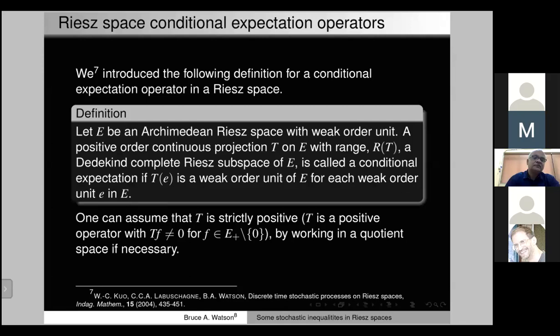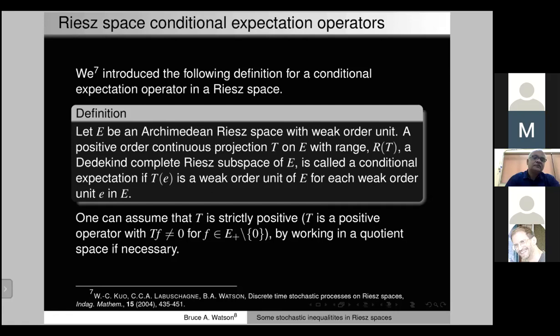And we take an Archimedean Riesz space, as life is too hard if we don't, and we require a weak order unit on it. And we take a conditional expectation operator on such a space to be a positive order continuous projection, whose range is a Dedekind complete Riesz subspace of the original space, and which maps weak order units to weak order units. And it's easy to show, since it's a projection, it has at least one invariant weak order unit.